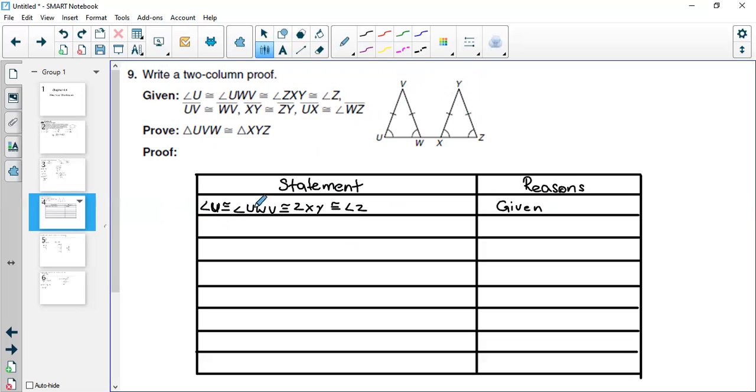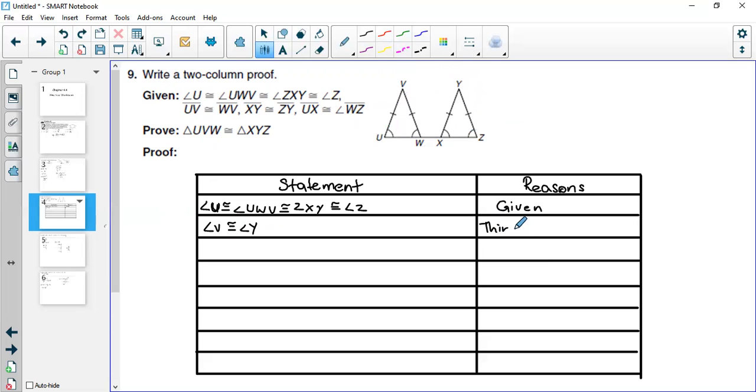So that's going to be the next statement, because they said this, so we are saying that angle V is congruent to angle Y. Why are we saying angle V is congruent to angle Y? What is that theorem which says if two angles in a triangle are equal, the other one should also be equal? That is going to be the third angles theorem.